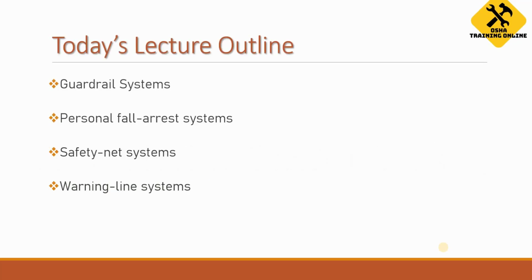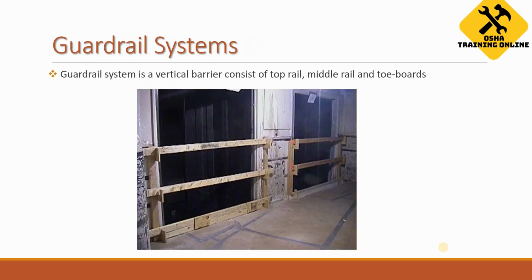So today's lecture outline is guardrail systems. We will see what guardrail systems, personal fall arrest systems, safety net systems, and warning line systems are. So first, let's discuss what a guardrail system is.